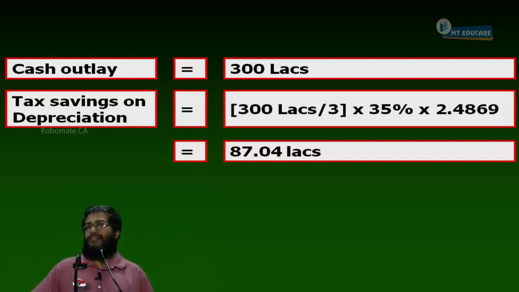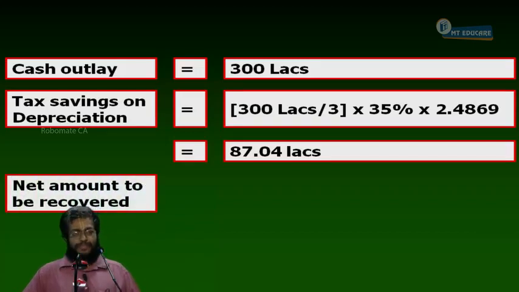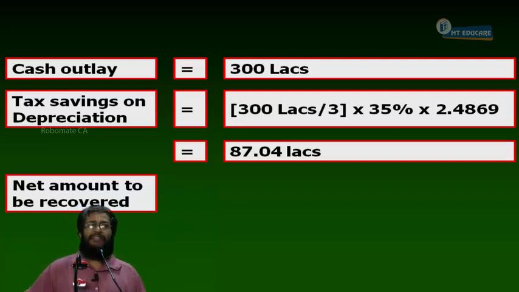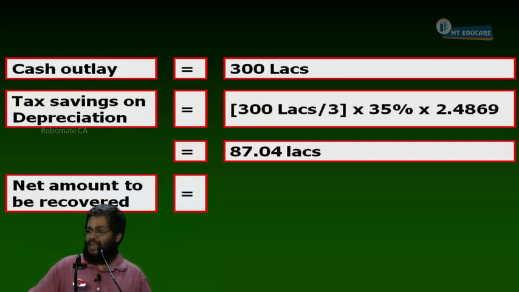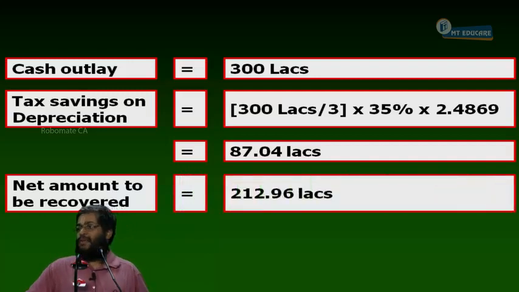Next is what? Amount to be recovered. Write down: amount to be recovered from lessee is equal to what minus what? 300 lakhs minus 87.04. 300 lakhs minus 87.04 is equal to how much rupees? 212.96 lakhs. First step over.